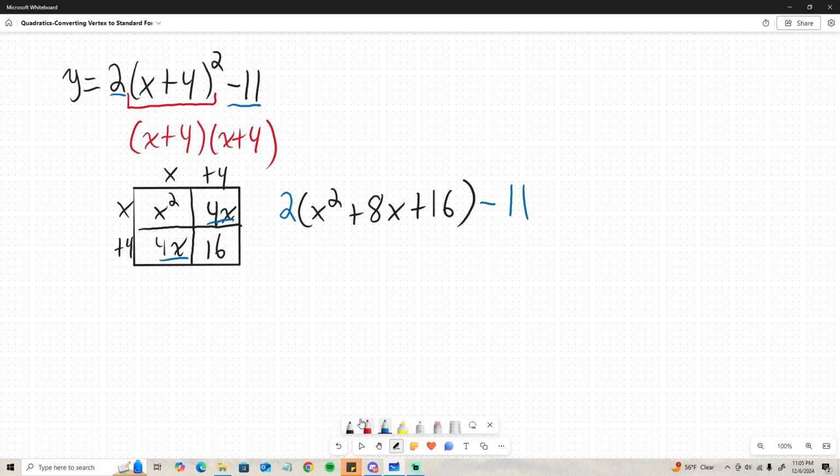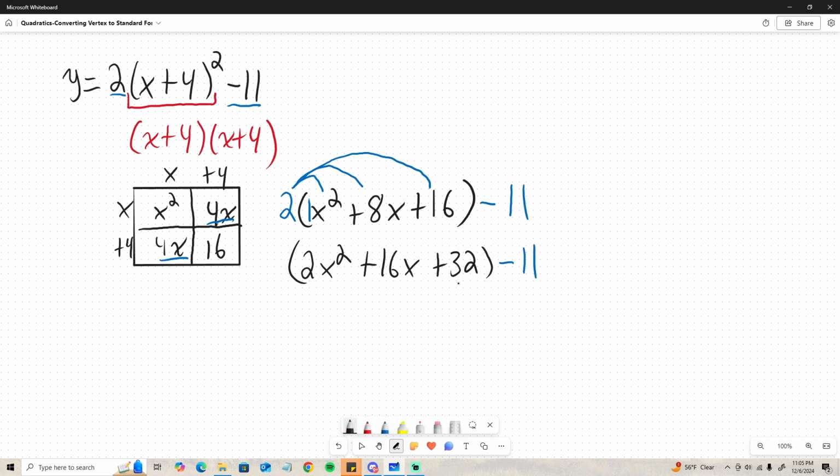So from here, I'm going to distribute this 2 into the parentheses. As a note, if it helps, there is a 1 in front of this x squared, which will make sense when I do this distribution. So, what is 2 times 1? That is just 2. So that's 2x squared. Right? The 2 times the 1x squared, 2x squared. 2 times 8x, that's plus 16x. 2 times 16, that's plus 32. I'm going to leave this in parentheses because I still have the minus 11 to take care of.